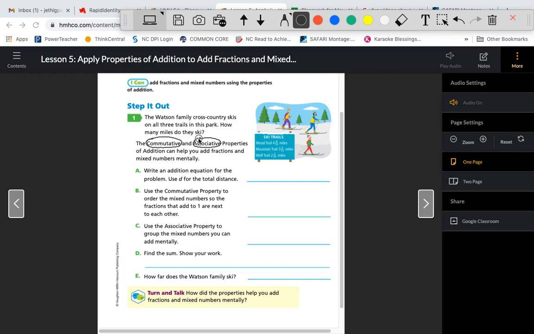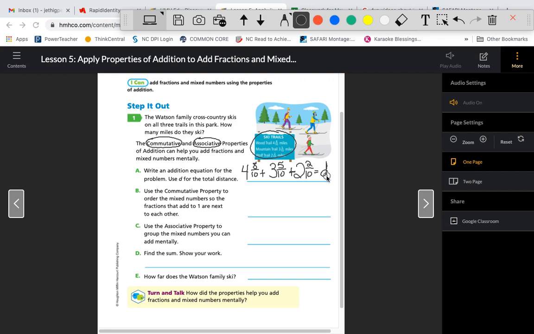So let's jump in. The Watson family cross-country skis on all 3 trails in this park. How many miles do they ski? Let's look at A. Write an addition equation for the problem. Use D for the total distance. So we're going to use our information in our picture to help us. We have 4 and 8/10 plus 3 and 5/10 plus 2 and 2/10. And D is our distance.